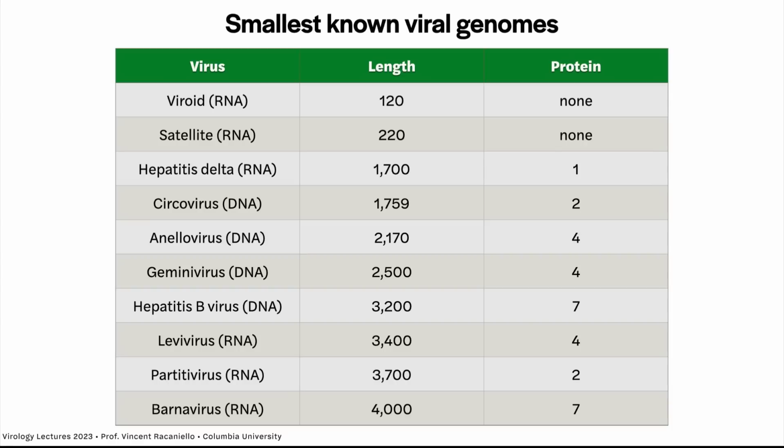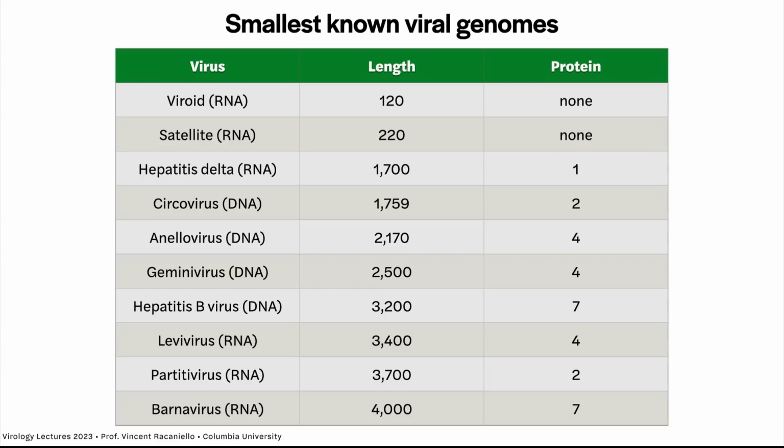So whether it's really a virus or not, I'm not quite sure. But anyway, I put it here because the smallest viroid is only 120 bases in length. Then below it is a satellite RNA. A satellite RNA is something that requires another virus to help it multiply. So this is 220 bases of single-stranded RNA with no protein coding regions.